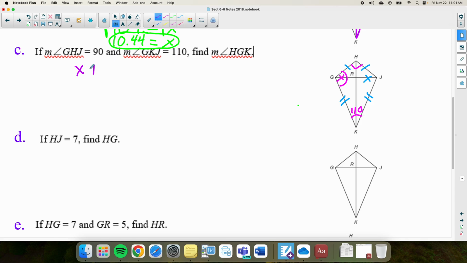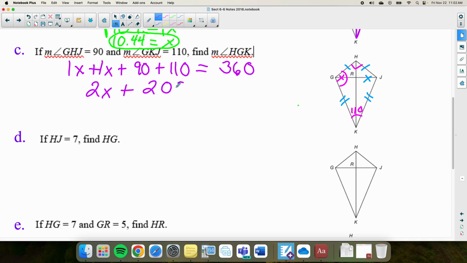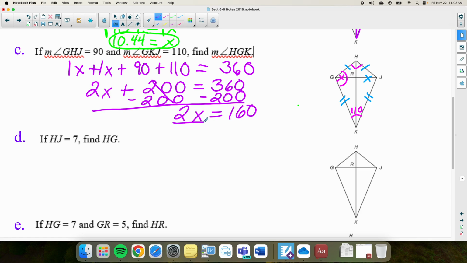One way you could do this one is you could set up an algebra equation and you could go x plus x plus 90 plus 110 equals, and when you add those 4 angles together, it equals 360. Okay? Now, x plus x is 2x. 90 plus 110 is 200, and that equals 360. Then we're going to subtract 200, and we get 2x equals 160. Divide by 2, and x is 80, okay? Now, that is angle HGK, that is my x.